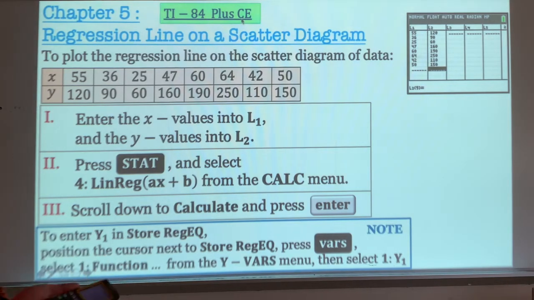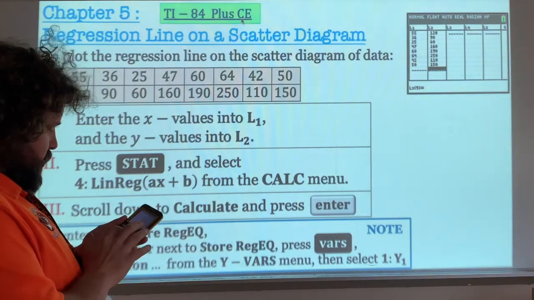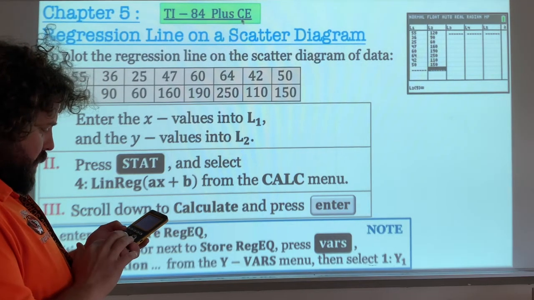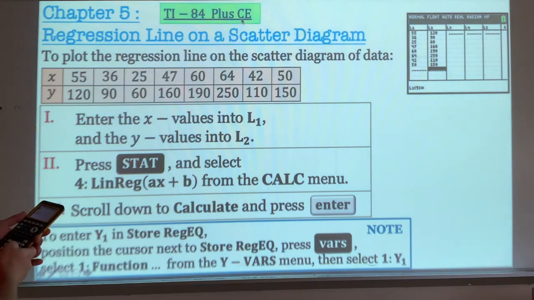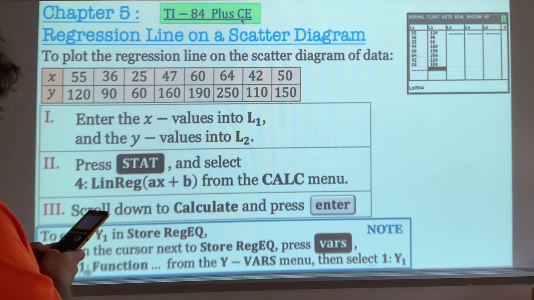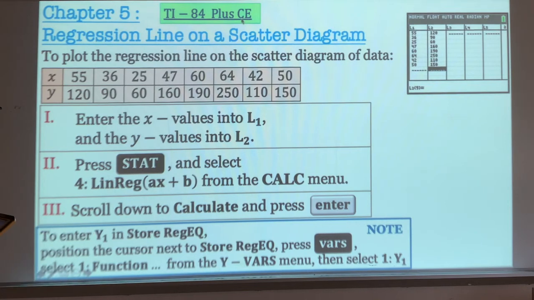This is kind of repeating what we just did, but it gives you a little bit more practice, which is good. I'm going to go first to second mem. I'm going to hit 4, clear all lists, cancel. I'm going to hit stat, edit. I'm going to enter these things in. 55, 36, 25, 47, 60, 64, 42, 50. Notice these are the ones we had before. They're the same ones. 120, 90, 60, 160, 190, 250, 110, and 150. All right, nice and easy.